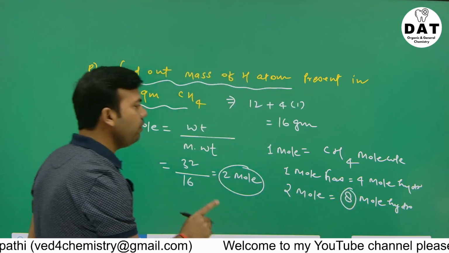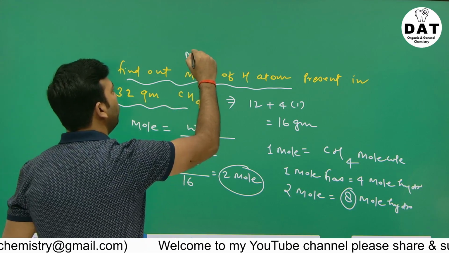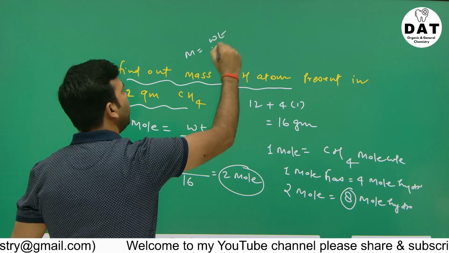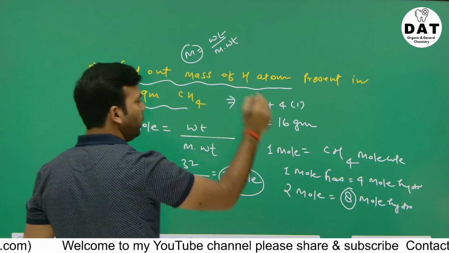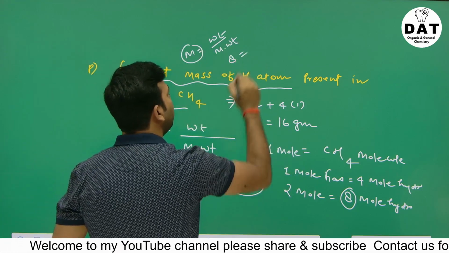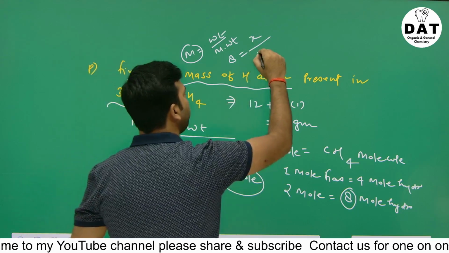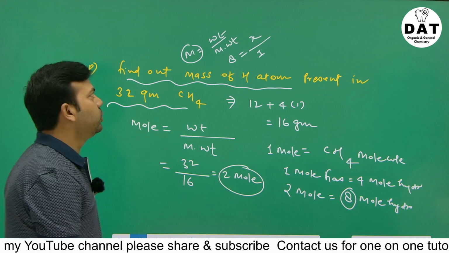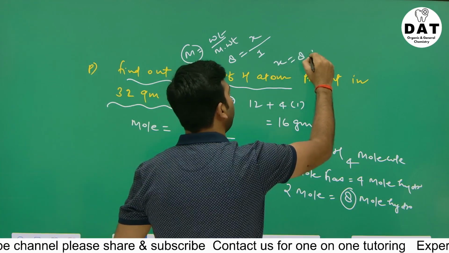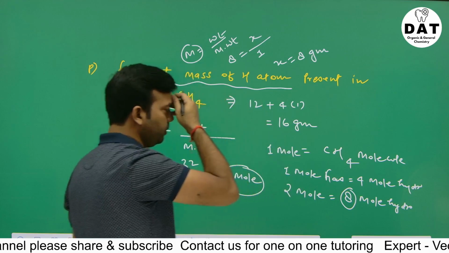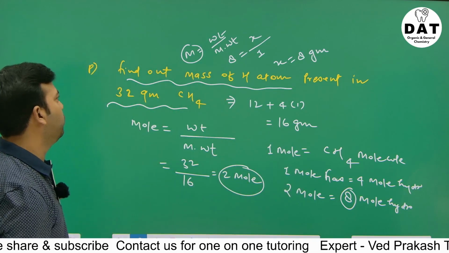So now we have the moles of hydrogen, and it's quite simple to find its mass, because mole is equal to weight upon molecular weight, and we have the mole. How much? 8. 8 is equal to weight, which we have to find out, upon its molecular weight. Hydrogen is 1. So X value is what? X is equal to 8 gram. Clear? So 8 gram hydrogen will be there.